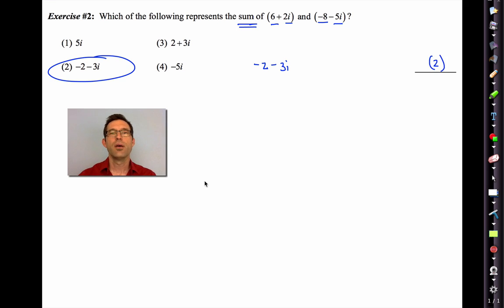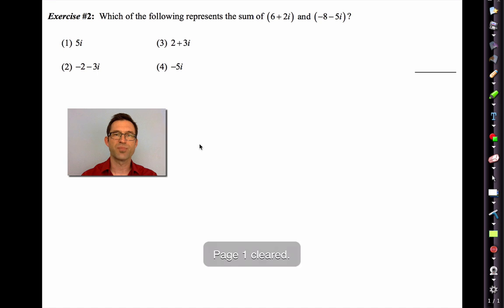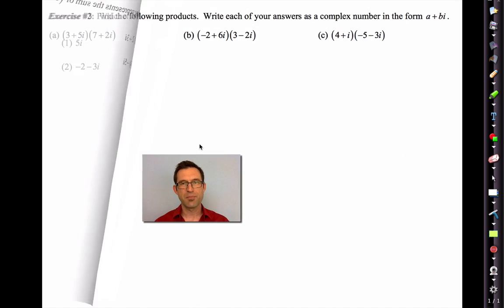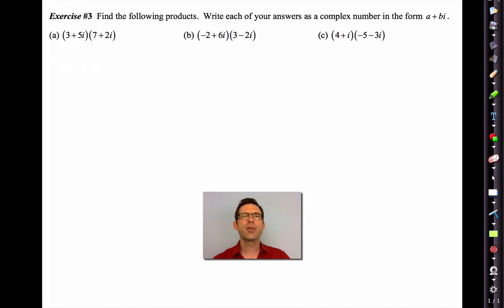All right. Nothing to sweat on that one, I don't think, but if a problem like that were to come up on a standardized assessment, it would probably look like number 2. But now let's get into products. Now take a look at this. It says find the following products. Write each of your answers as a complex number in the form a plus bi. Well, just like with addition, I'd like you to take a shot at this in letter A. Don't worry about letters B and C. Pause the video now and work on letter A.